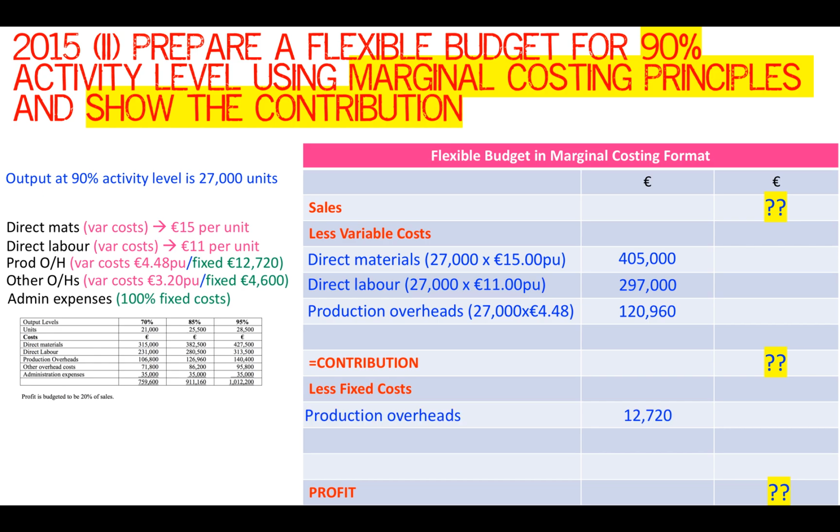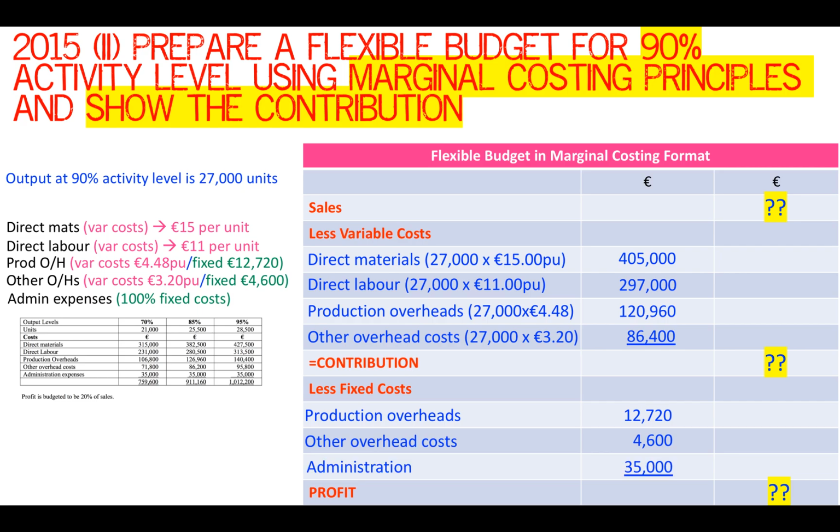Then we've got the fixed element of that, which was 12,720, which we also worked out in part 1. Then our other overhead costs: 27,000 by €3.20, which is 86,400, and the fixed element of that, which is 4,600. Then we're also going to add our admin expenses, which are 35,000. They're staying the same, it doesn't matter what the output is, they're fixed. Now we have all our costs in there. This just looks like the marginal costing statement that we do when we're doing our break even question.